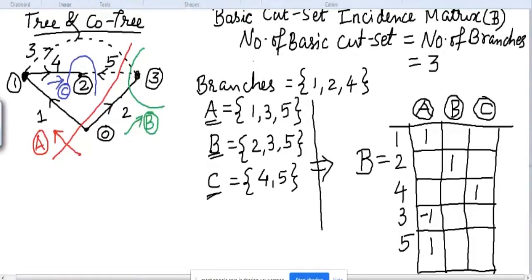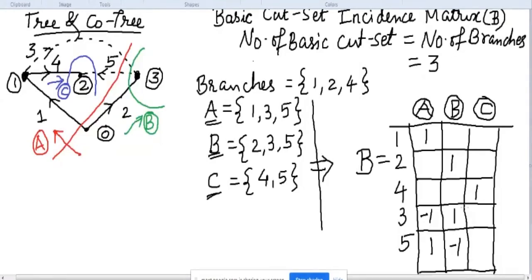as 3. So for 3, you can see this 2 is incoming, and we have already made this 2 as positive. That means whatever elements are positive to this point 3 should be positive, and whatever elements are outgoing to this 3 should be negative. So outgoing is 5, so I will put 5 as negative, and incoming is 3, so I will put 3 as positive. Is it clear everyone about the basic cut set B?